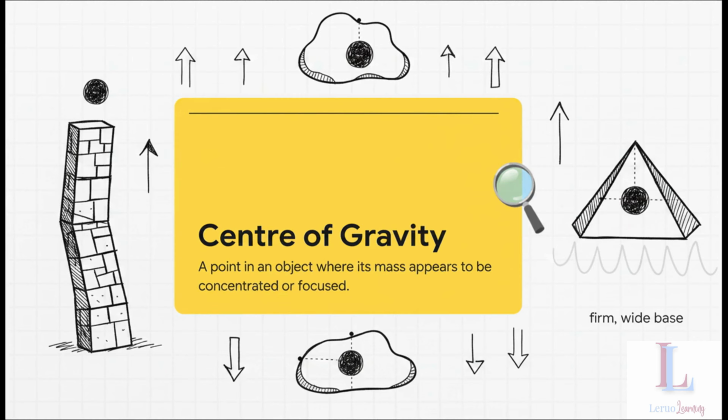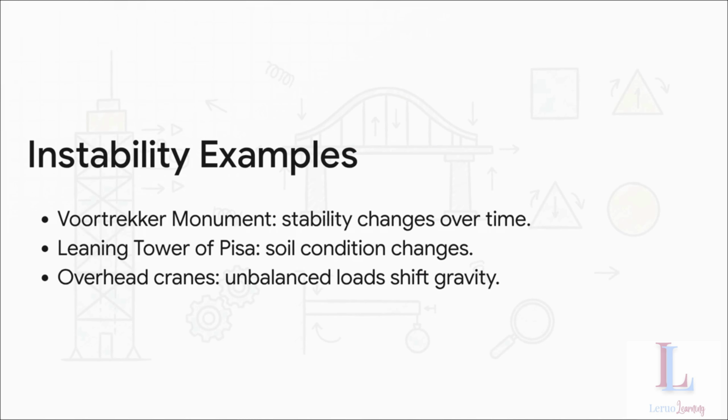The very second a load moves, that center of gravity shifts right along with it. And when that center shifts a bit too far, or if the environment itself fails, you get a disaster. Take heritage buildings like the Voortrekker Monument in Pretoria. It's experienced these slow stability shifts over decades. Or the incredibly famous Leaning Tower of Pisa, which became totally unstable because of failing soil conditions at its base. Even in modern settings, like with overhead construction cranes, a slightly unbalanced load can dynamically shift the center of gravity right out from under it, causing massive, heavy machinery to just topple over in seconds.